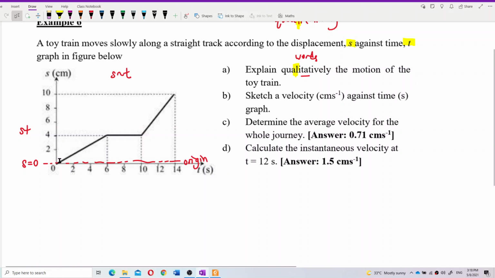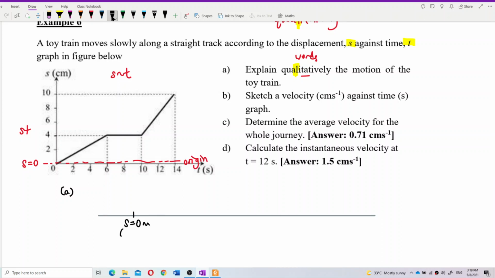As the graph moves up, that means it's moving further and further away from the origin. Positive means it is moving to the right hand side of the origin. Imagine like this. Let's talk about question A. Let's say I give a number line. Just a line. Let me draw it out. This is the number line, and this is the 0 meter origin.